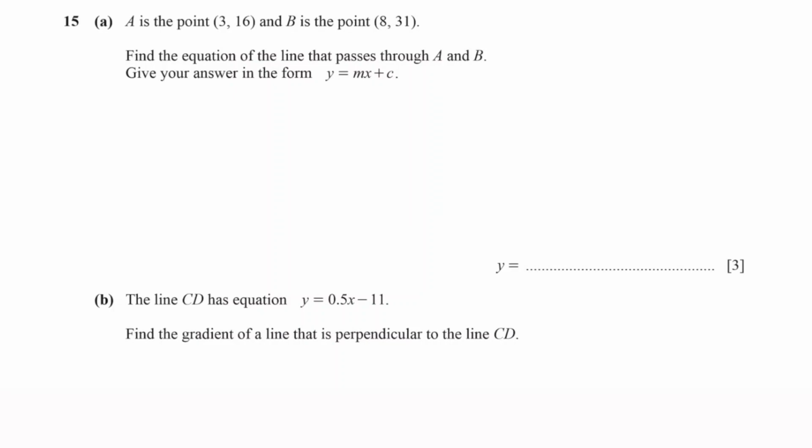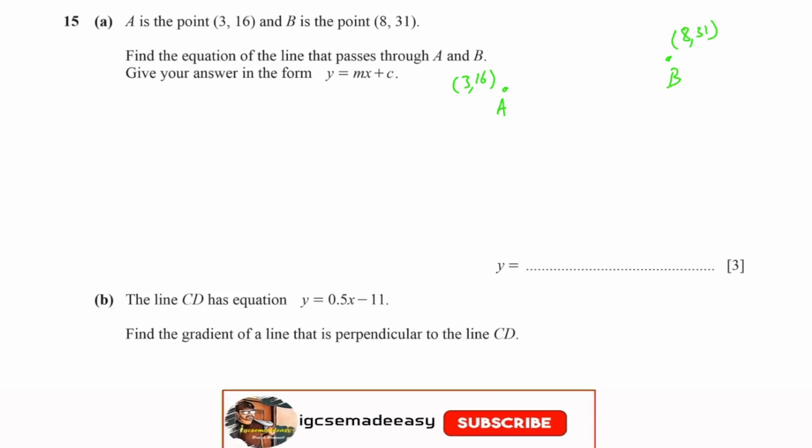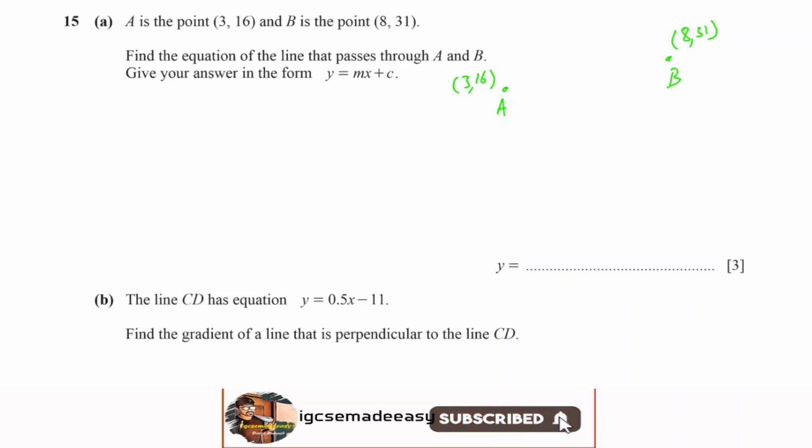A is the point (3, 16) and B is the point (8, 31). Find the equation of the line that passes through A and B. So just understand this. There is a point A and another point B, and the coordinate of point A is (3, 16) and the coordinate of point B is (8, 31). So they are saying that we need the equation of the line which passes through these two points.